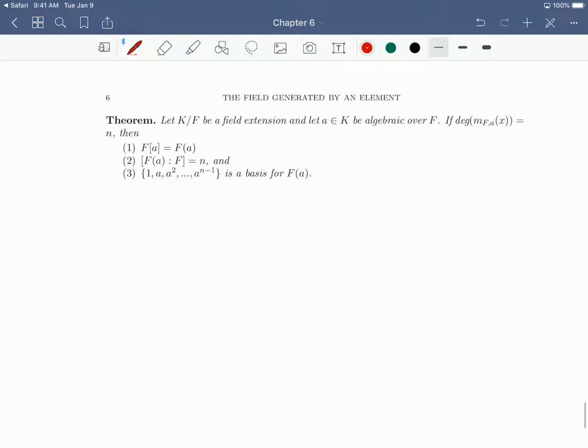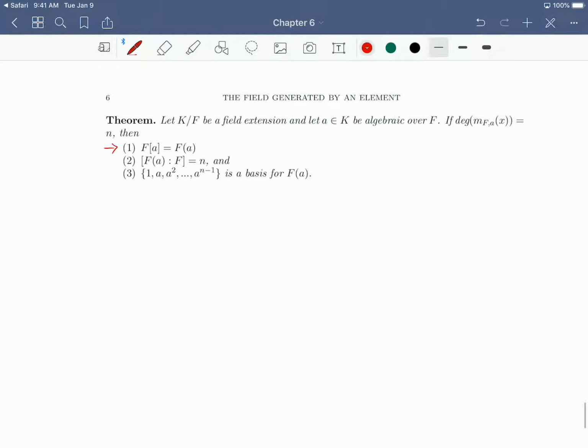All right, so here's our theorem. K over F is a field extension, like we've been seeing. a is an element of K, and it's algebraic over F. The first part of this theorem doesn't rely on the minimal polynomial piece of this statement at all. It's the other direction of our big proof. So if a is algebraic, then the ring F adjoin a is actually a field. Okay, so that's the other half of the proof that we started this chapter with.